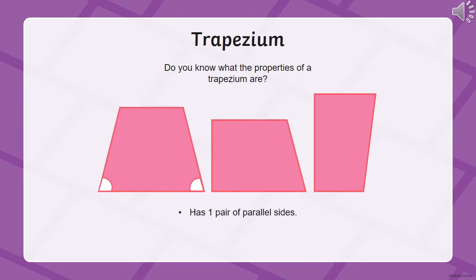Next we have a trapezium. Do you know what the properties of a trapezium are? Now, a trapezium has 1 pair of parallel sides.